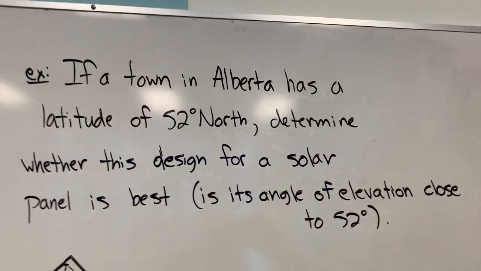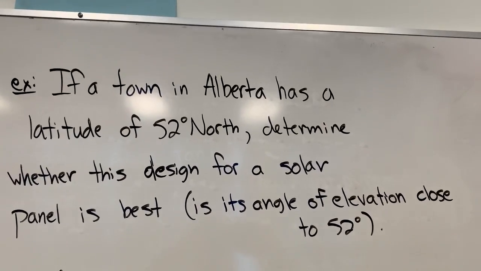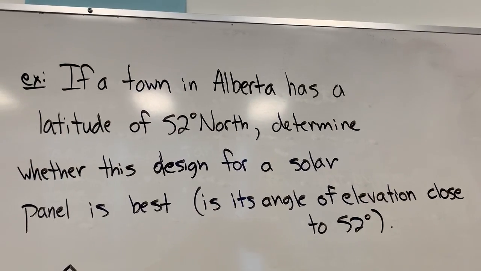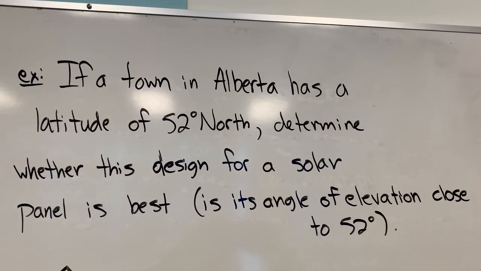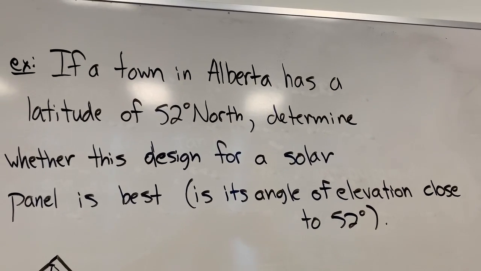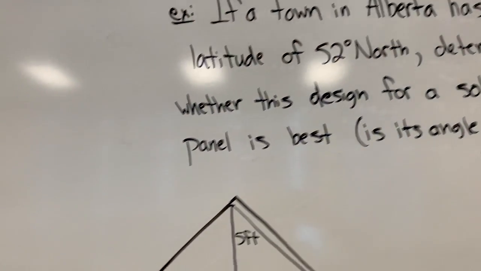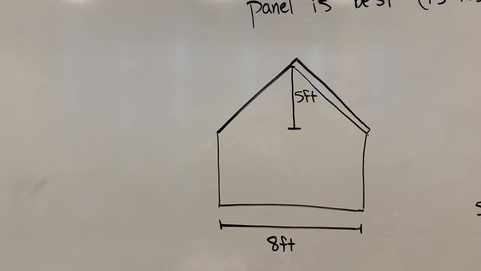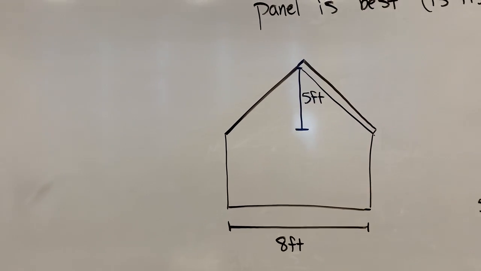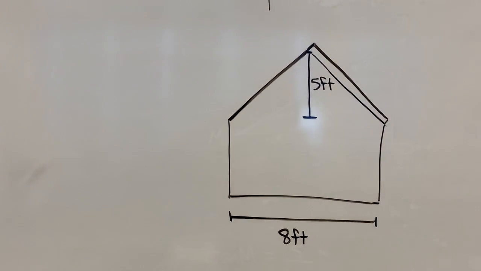So our question says this: if a town in Alberta has a latitude of 52 degrees north, determine whether this design for a solar panel is best. In other words, is the angle of elevation of this roof close to 52 degrees? Because if you have your angle close to the latitude angle, you'll be maximizing the amount of sunlight you collect.